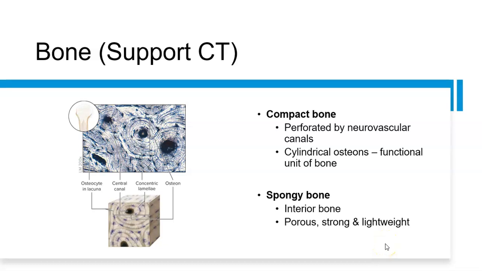Your spongy bone is made up sort of like a sponge. There's lots of space. Well, that space is not empty in your spongy bone. It's filled with bone marrow. This is where our red marrow is found, and that's where our blood cells are made. So this allows bones to be more lightweight.